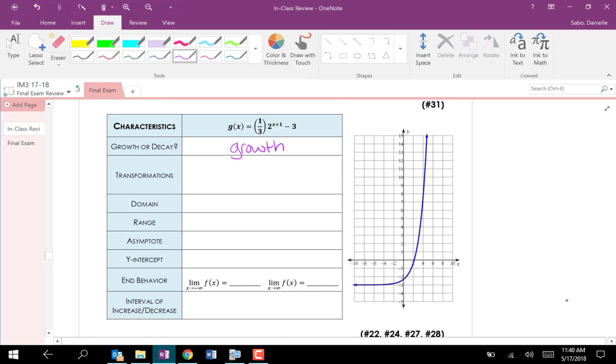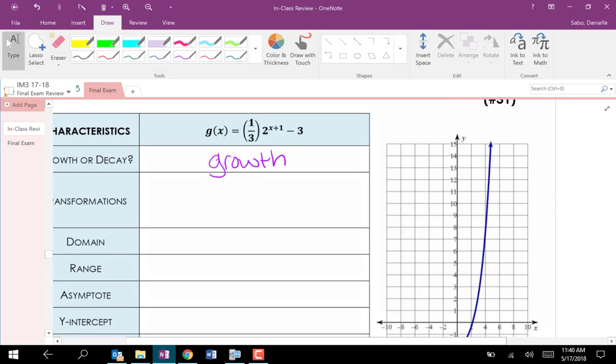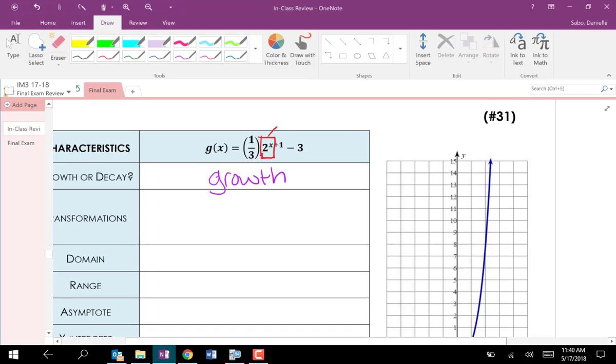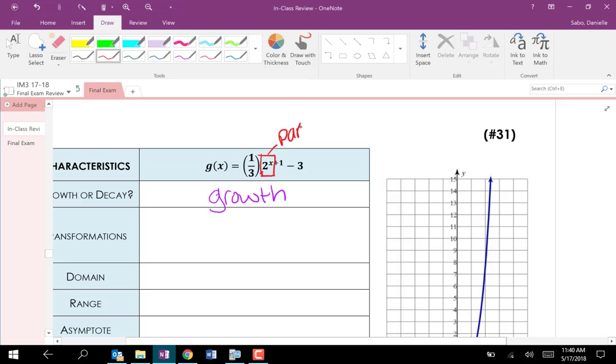Okay, here we go. Am I going to grow or decay? Growth. Boom. Okay, your transformations. Here we go. What I'm going to do is I'm going to highlight. I'm going to box this. Why don't you guys box it too? This piece right here is your parent function. Parent, just for the sake of studying with me in your study session. That's your parent function. You can't include the 2 anywhere else.